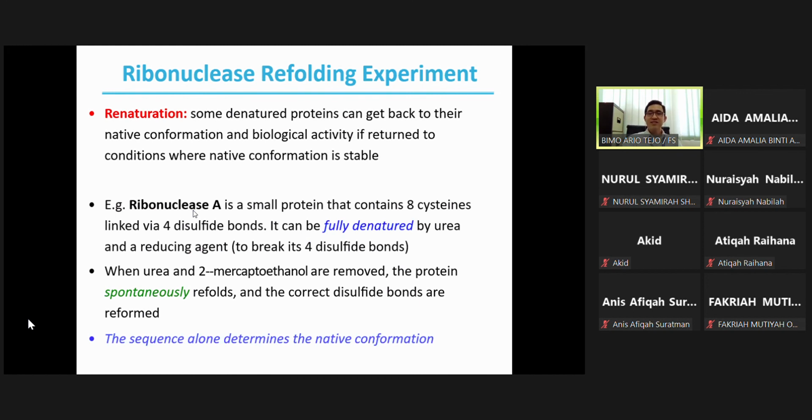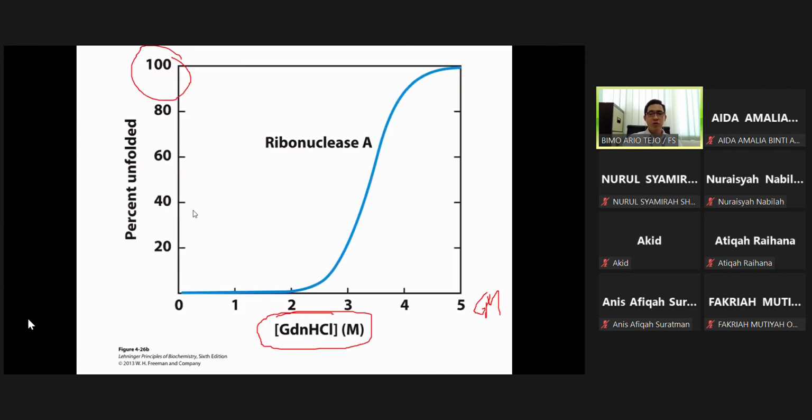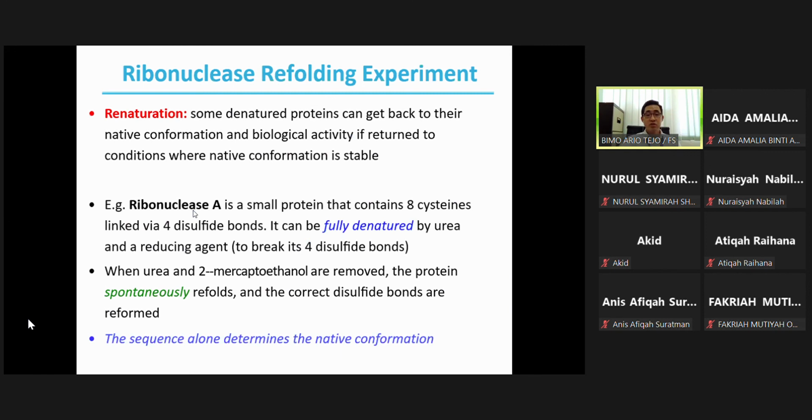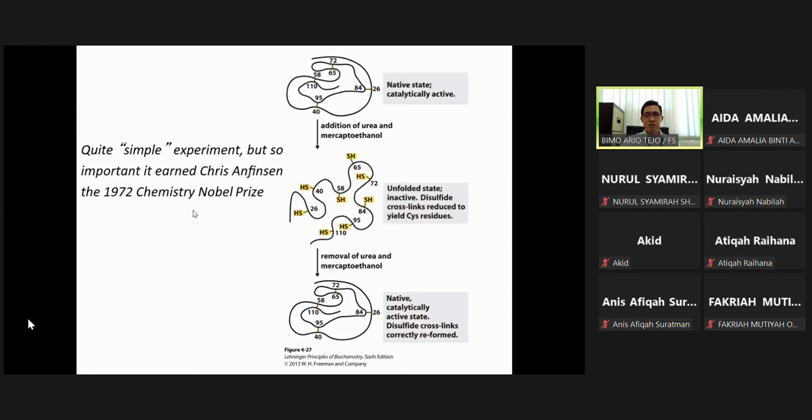Some proteins can get their structure back, yeah, if the destroying agent is removed. Like just now, when we put in guanidine hydrochloride, 6 molar. But if we remove it slowly, some proteins can go back to their initial structure. For example, ribonuclease A can go back to its original structure.